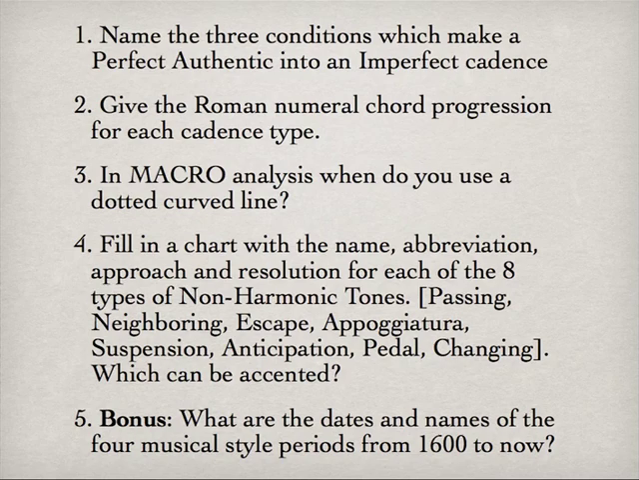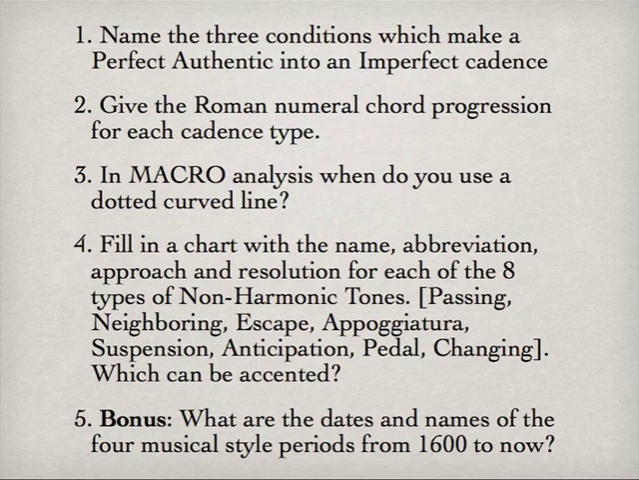And here's the bonus. Here's the answer to the bonus question for checking out this podcast. The dates and names for the 4 musical style periods are: the Renaissance goes from 1400 to 1600. The Baroque period goes from 1600 to 1750. That's the year Bach died.